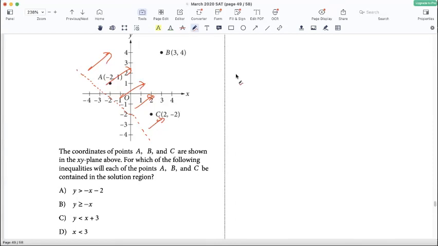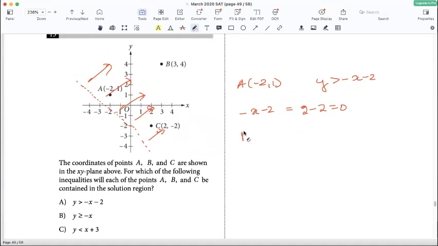Let's just verify. So A is (minus 2, 1), y greater than minus x minus 2. So minus x minus 2 will be 2 minus 2, which is 0. So 1 is greater than 0. For B, it is (3, 4). So minus x minus 2 is minus 3 minus 2, which is minus 5. And 4 is greater than minus 5. And for C, it will be (2, negative 2). So minus x minus 2 is minus 4. And minus 2 is greater than minus 4. So A is the right answer.